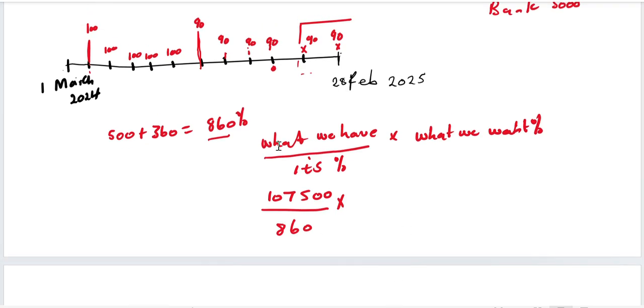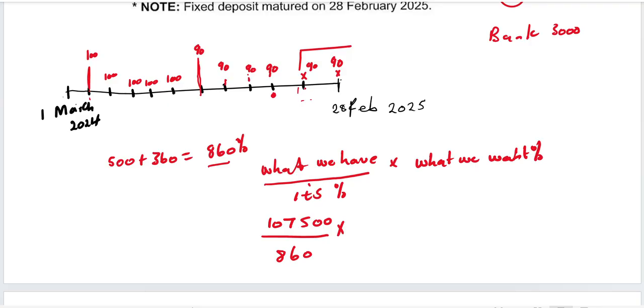Now what do we want? We want the rent from January to February. What's the percentage from January to February? It is 90 plus 90, which gives us 180. So when we punch our calculators: 107,500 divide by 860 multiply by 180. It gives us 22,500. This 22,500 is the amount that this person is owing us.